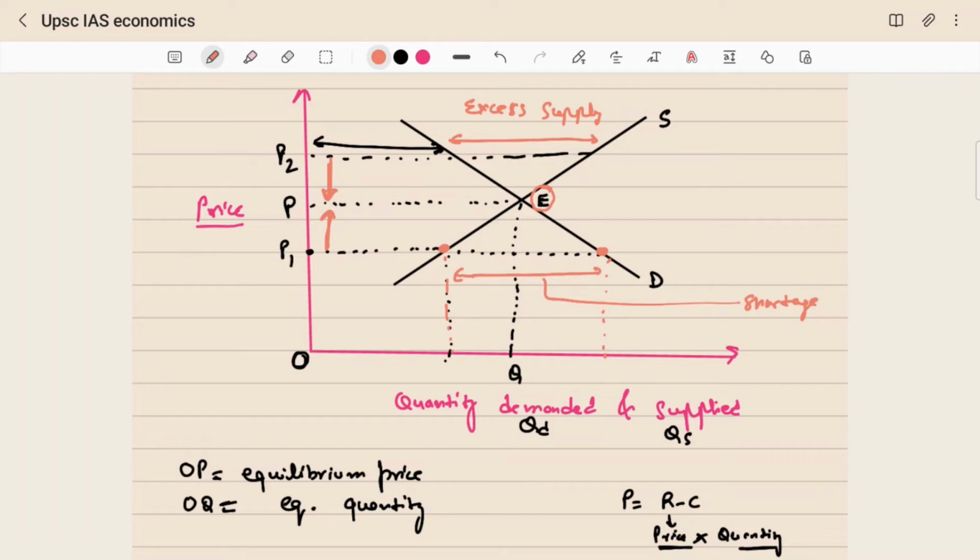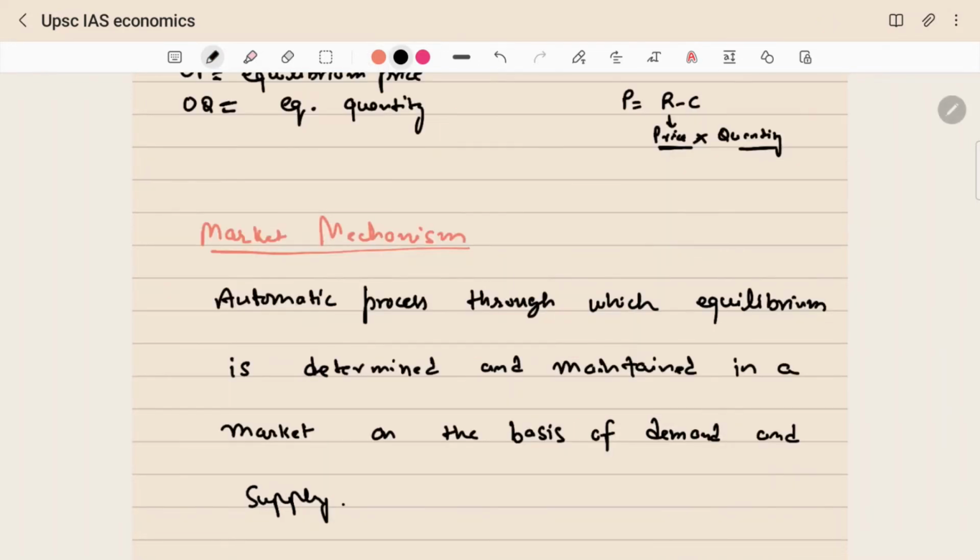The answer is no one. It is an automatic process. So market mechanism, it is an automatic process through which equilibrium is determined and maintained in a market on the basis of demand and supply. It is an automatic process. It means that no one is intervening. It is independent and automatic.